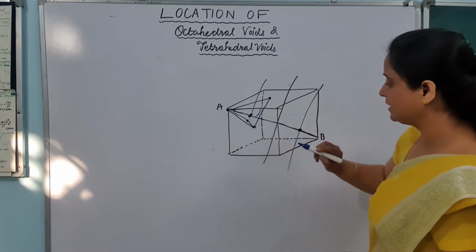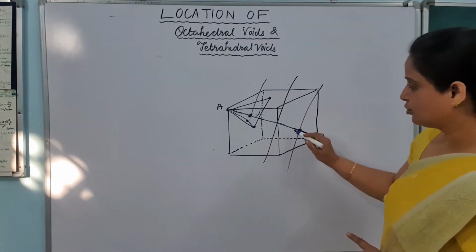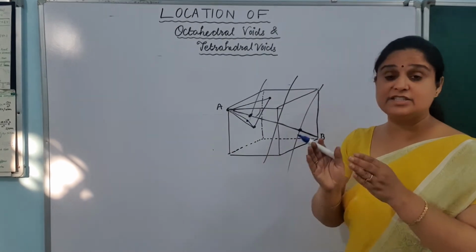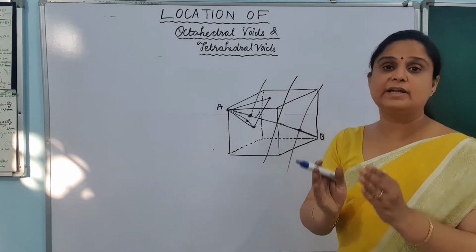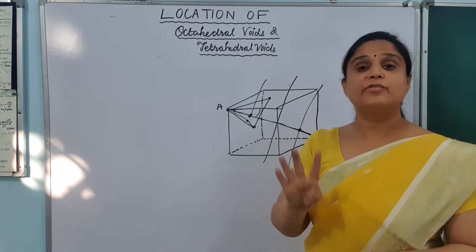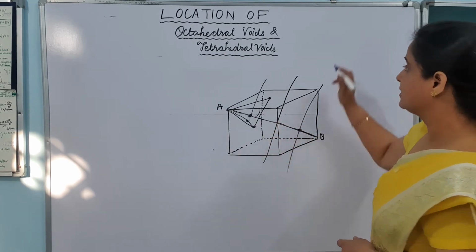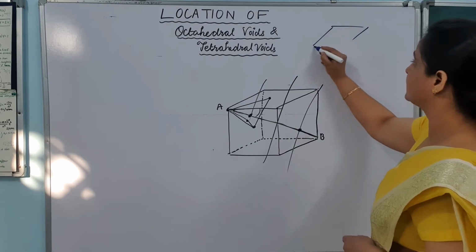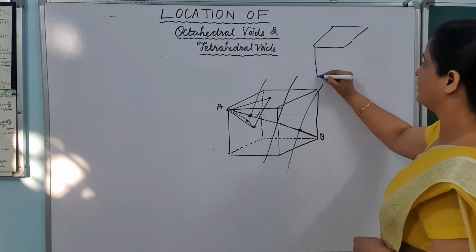One this side and one this side. So 2 tetrahedral voids are present at each body diagonal in the cube. How many body diagonals are there in the cube? There are 4 body diagonals. Can you see them in the cube? Look at this again. So here is your cube.